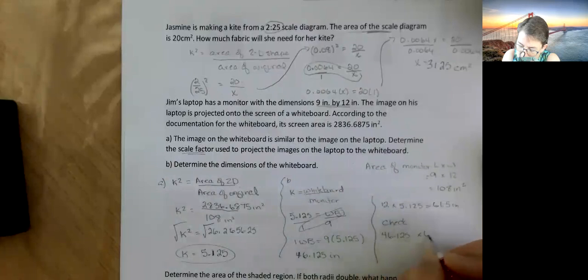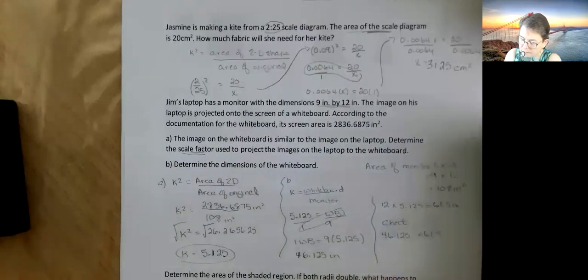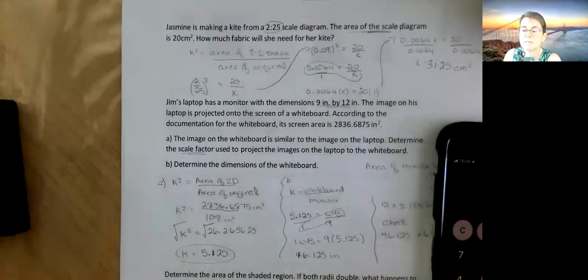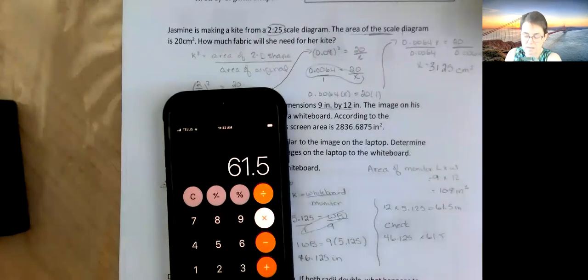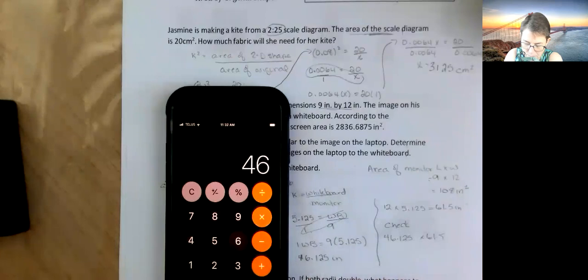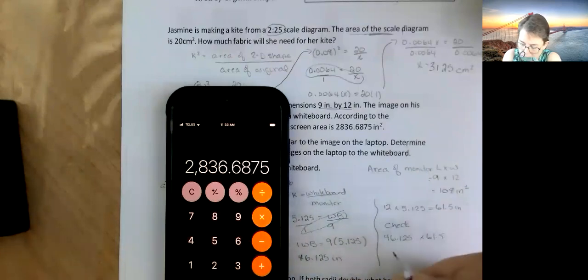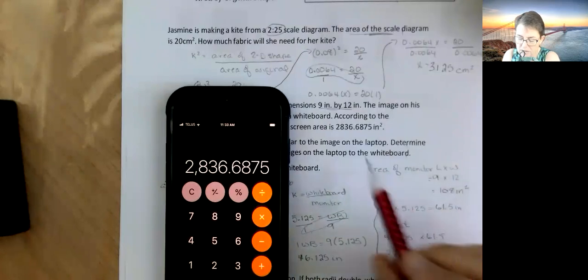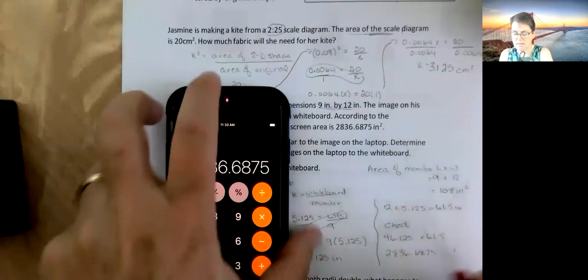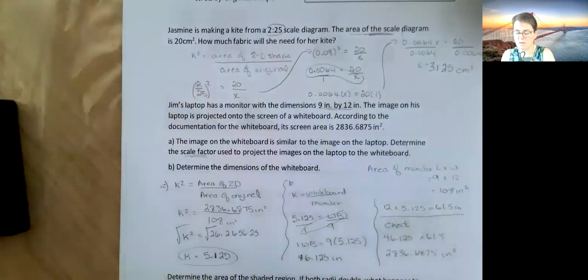46.125 times 61.5, and we'll get 2836.6875 inches squared, which is what we were supposed to get. So we are golden.